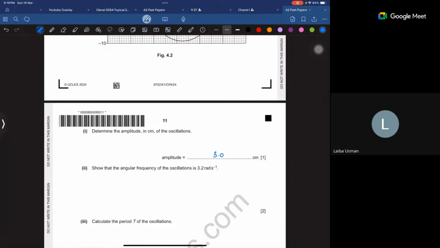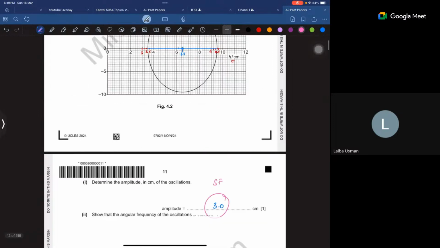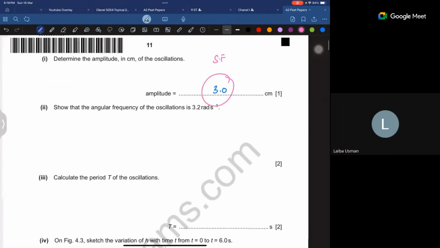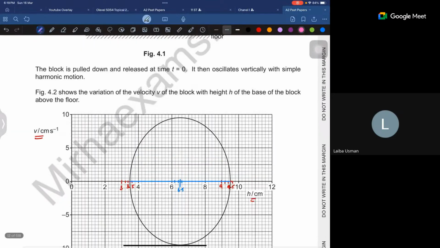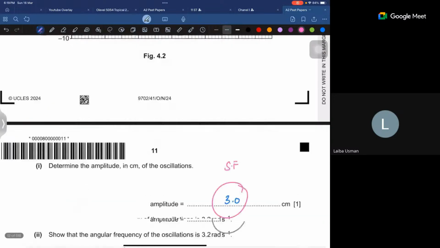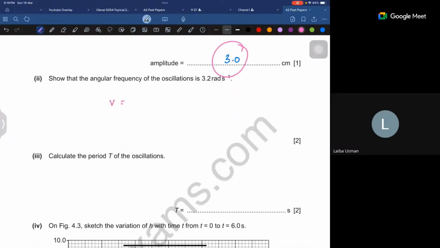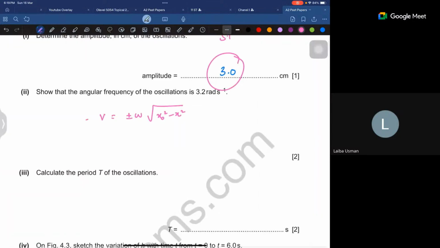Now writing 3.0 is essential because of the significant figures. It should be minimum or one more than that. Anyway, show the angular speed of oscillation. Now this is a classic equation of v times h. So we are going to use v equals plus minus omega under root x naught squared minus x squared. In case you forget this equation, it is also given in the data sheet. So refer to the data sheet. All right, that's how you can do this.